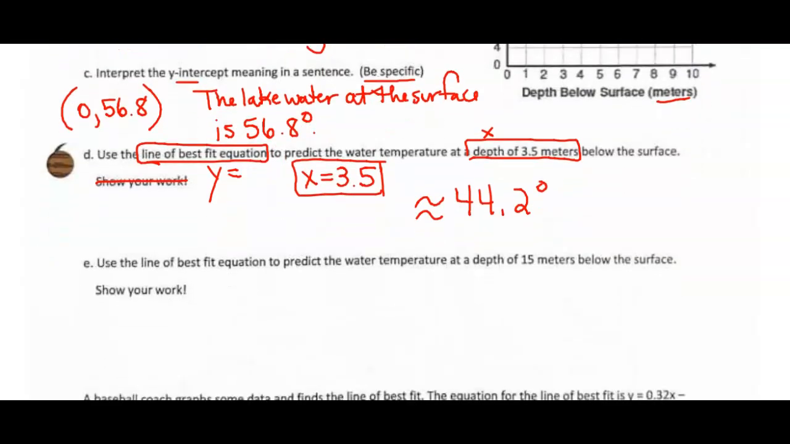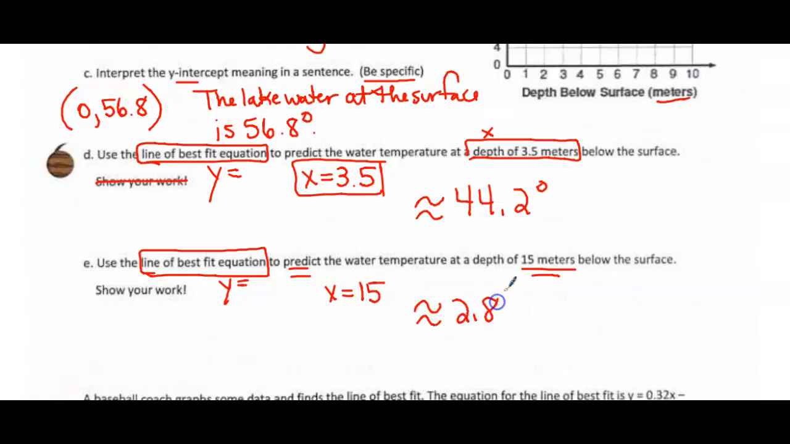Letter E, use the line of best fit equation. Once again, you have your equation in y equals. You're going to predict the water temperature at a depth of 15 meters below the surface. So you're going to write x equals 15. You're going to scroll on your calculator, and this says approximately 2.8 degrees. All right.